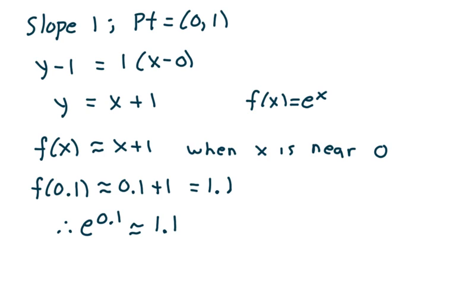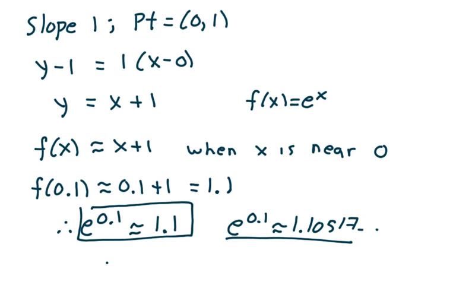And if you check in your calculator, e to the 0.1 is approximately 1.10517, on and on and on. That's a calculator answer. So this was a pretty good approximation. But that's how that works. Let's do another one. We'll call this example 5.